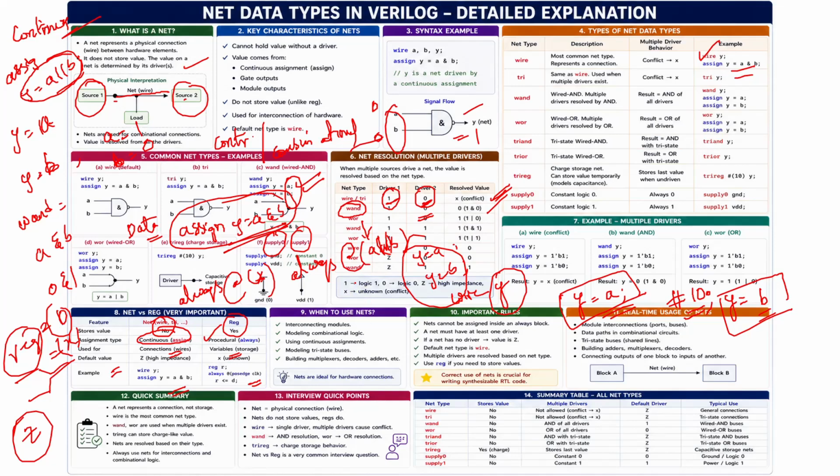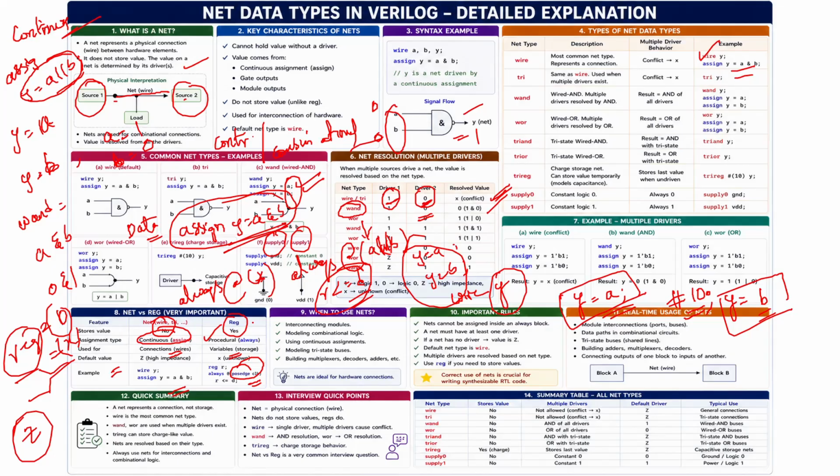Whenever we are giving a condition like q <= d, you are assigning a D flip-flop. That means I need to check this D flip-flop for every clock edge. That's why it is using the positive edge of the clock.